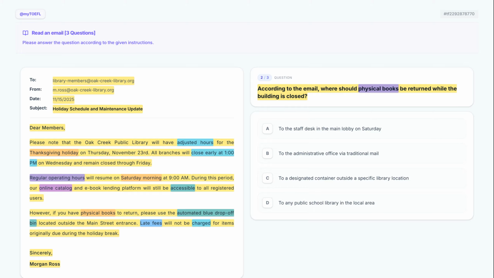Let's take a closer look at option A. To the staff desk in the main lobby on Saturday. Returning books to the staff desk on Saturday contradicts the instruction to use the drop-off bin while the building is closed.